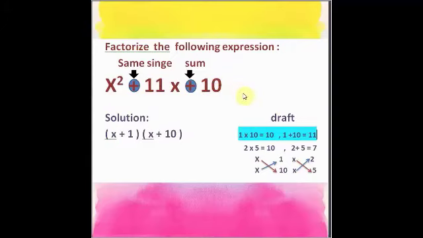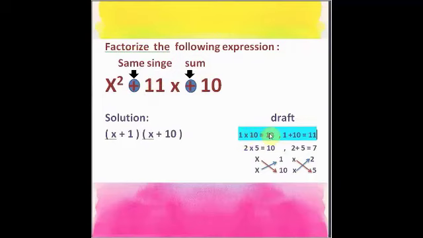To factorize the quadratic trinomial, we'll open 2 brackets. We'll factorize the first term and the third term. The first term, x squared, we will factorize into x times x. We'll factorize 10 into 2 numbers whose product equals 10 and whose sum equals 11. 1 times 10 equals 10, 1 plus 10 equals 11. So we will take it.